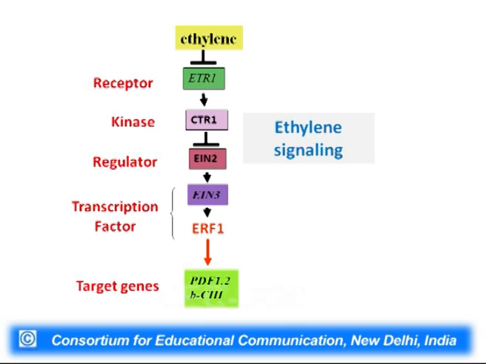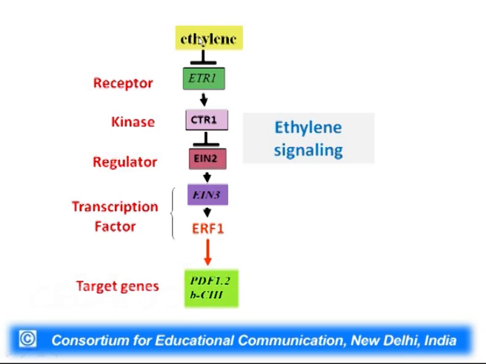This is in brief how ethylene signaling takes place. The receptor is ETR1, and like many of you probably know how receptor signaling takes place, usually receptors are followed by a kinase. So, there is a kinase called CTR1, and there are regulators called EIN2, EIN3 and ERF1, which are transcription factors, and these are the target genes. There are many target genes and many transcription factors, but I am showing only a few of them.